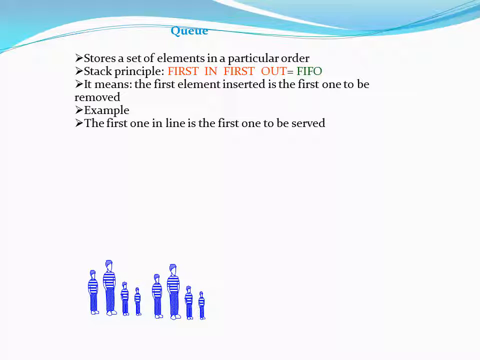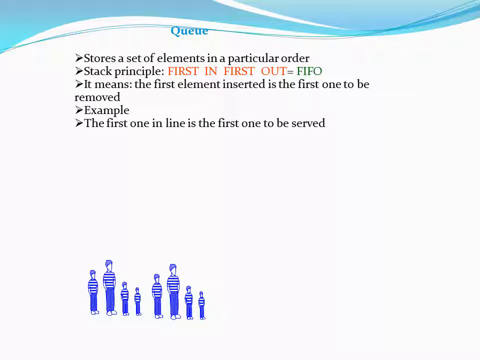So first, the definition of a queue. A queue can be defined as a set of elements, or an area where a set of elements are stored in a particular order. And what is the principle followed by a queue? That is first in, first out. By seeing the name itself, we can understand that the element which is inserted into the queue first, that element only can be deleted first.